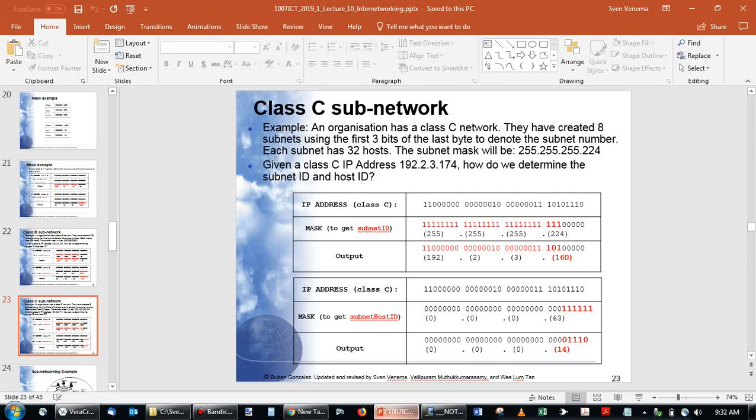This one, Class C network, they've created 8 subnets using only the first 3 bits of the last byte. So in a Class C network, you have 24 bits for the network and then only 8 bits for the host. That means you don't have many bits left, only 8, to do these subnets, right? So you can't use many bits for the subnet. So we're going to use the first 3 of the last 8 for the subnet. That's what this example will show you.